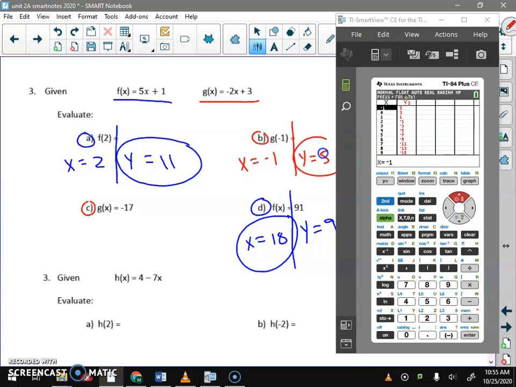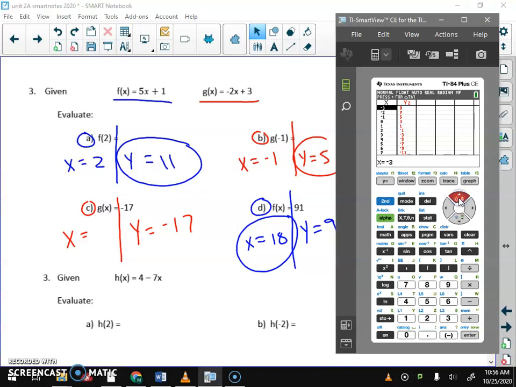And the last one, you got it. You're probably faster than me now. Y equals -17. Where am I going to go for y equals -17? Up? No, that's positive y's. Y equals -17 is right there. X is 10.